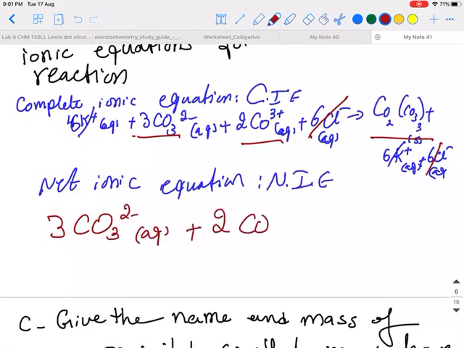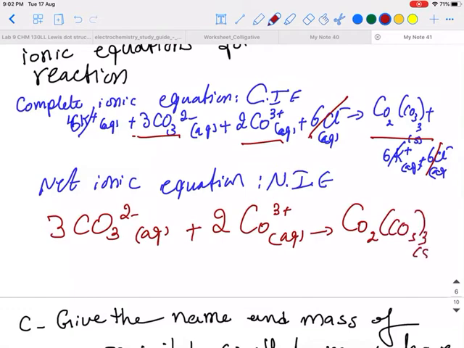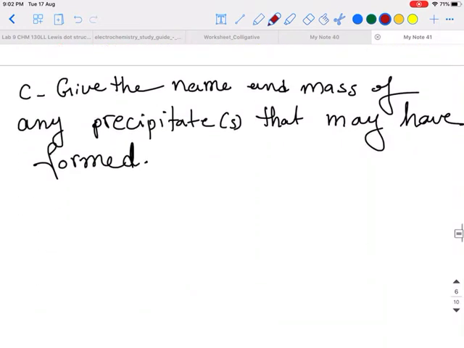So 3 CO3 2 minus aqueous plus 2 Co 3 plus aqueous to produce Co2(CO3)3 solid. So this is the net ionic equation after I cancel the spectator ions K plus and Cl minus, they are the spectator ions.